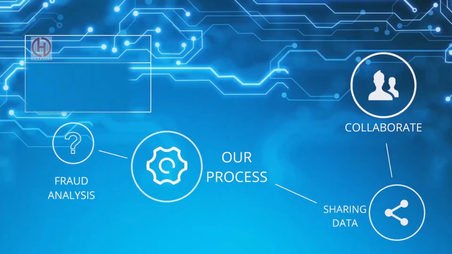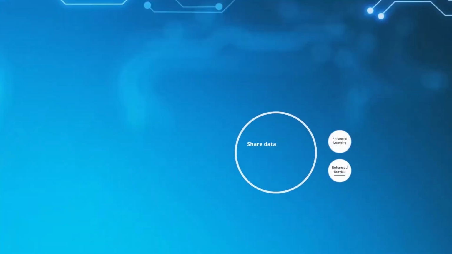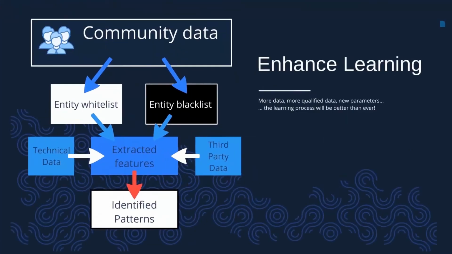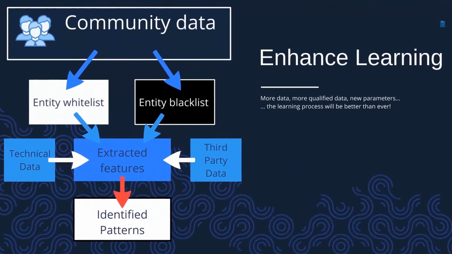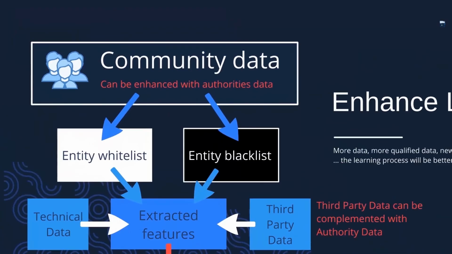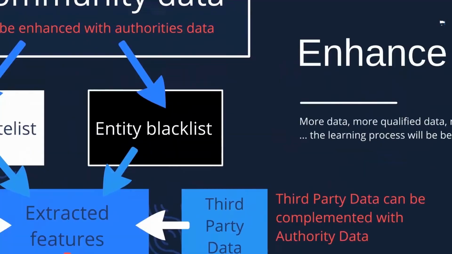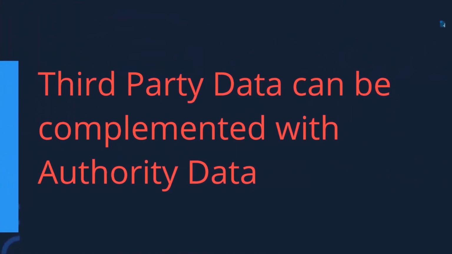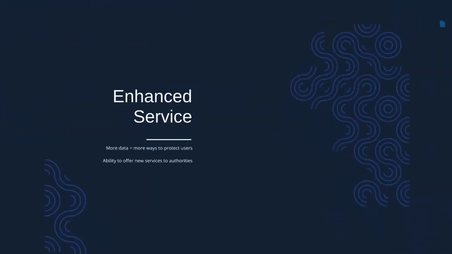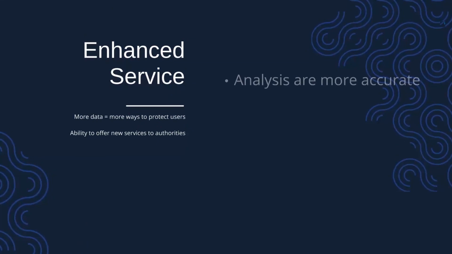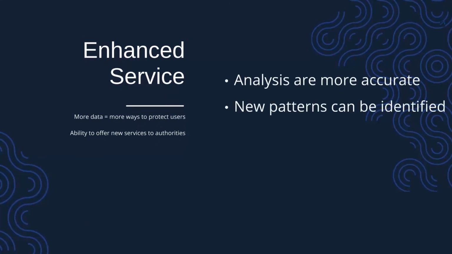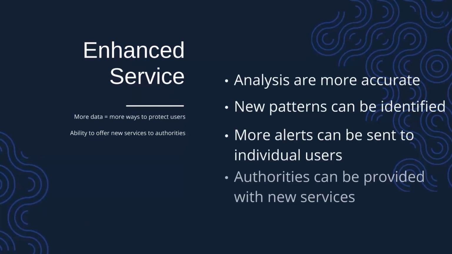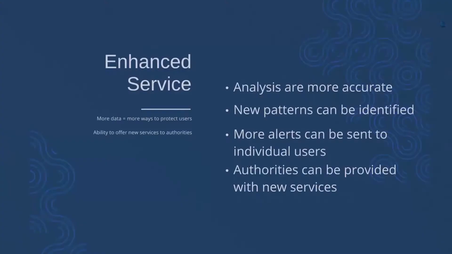Let's now imagine we get additional data from authorities. Our learning process would remain the same, but would be dramatically enhanced thanks to qualified testimonies complementing those already gathered, and why not, additional authority-specific information complementing our third-party data. So, by sharing data with authorities, we get more accurate analysis, more patterns identified, more people protected, and perhaps even tailor-made services for authorities.